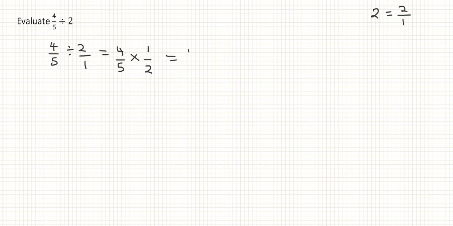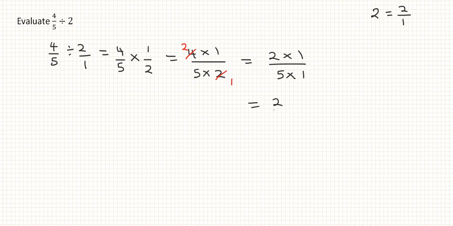We change the sign to a multiplication symbol. And then we can multiply across: 4 multiplied by 1 over 5 multiplied by 2. Now we have some common values. So 2 divided by 2, we have 1. 4 divided by 2, we have 2. So now we can multiply across again. We have 2 multiplied by 1 over 5 multiplied by 1. This is going to give us 2 over 5, and that's the simplest form.